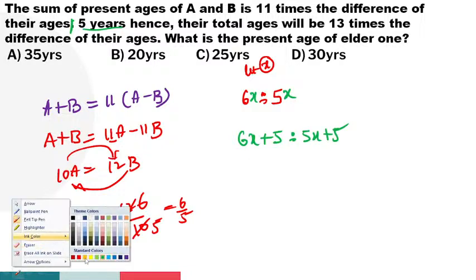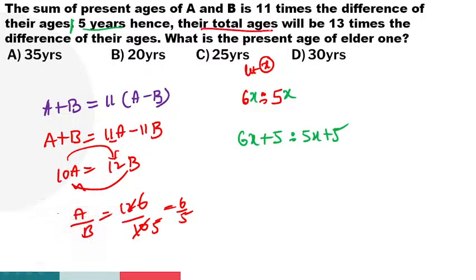Right. Read the next statement. Their total ages, total means adding. Their total ages will be 13 times the difference of their ages. Their ages are how much? 6x and 5x. That is the formation, guys. So this is the second step, and this is the first step.